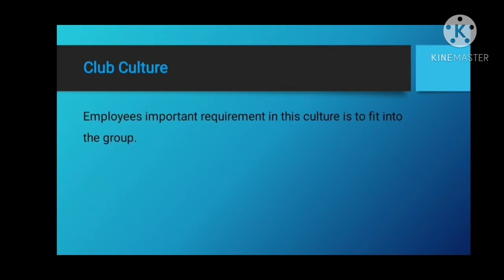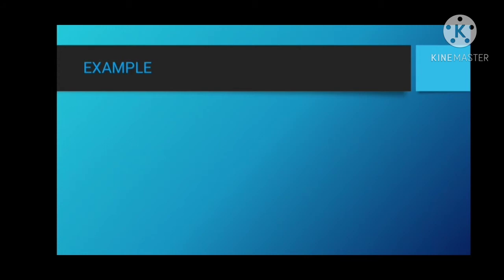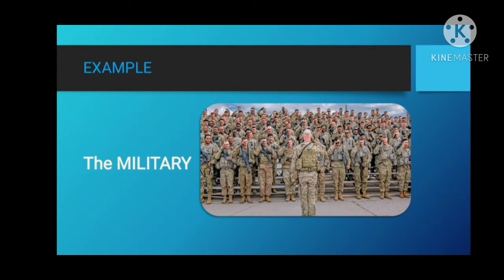The third type is club culture. In club culture, the important requirement is to fit into the group. An example of club culture is being in the military. To become one of them, you start at the bottom as a trainee, as a way to judge if you really fit to be a soldier. And while you continue your journey, you are commanded by your senior sergeant major of the army. With this, you are included in having a club culture.